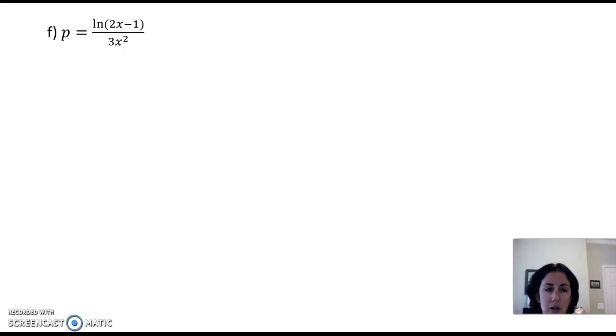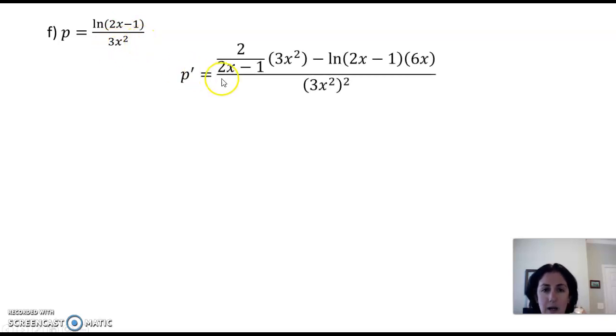P equals the natural log of 2x minus 1 over 3x squared. Notice what I have here, the natural log of 2x minus 1 over 3x squared, variable over variable. I'm going to have to use my quotient rule. That's going to be the derivative of the top times the bottom minus the top times the derivative of the bottom all over the bottom squared. So the derivative of the top, derivative of the inside over the inside, 2 over 2x minus 1, times the bottom, 3x squared, minus the top, natural log of 2x minus 1, times the derivative of the bottom, 6x, all over the bottom, 3x squared, squared.